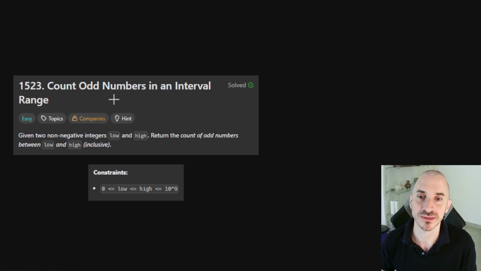1523, count odd numbers in an interval range. This is easy, and here I'll show you my thought process and efficient solution.